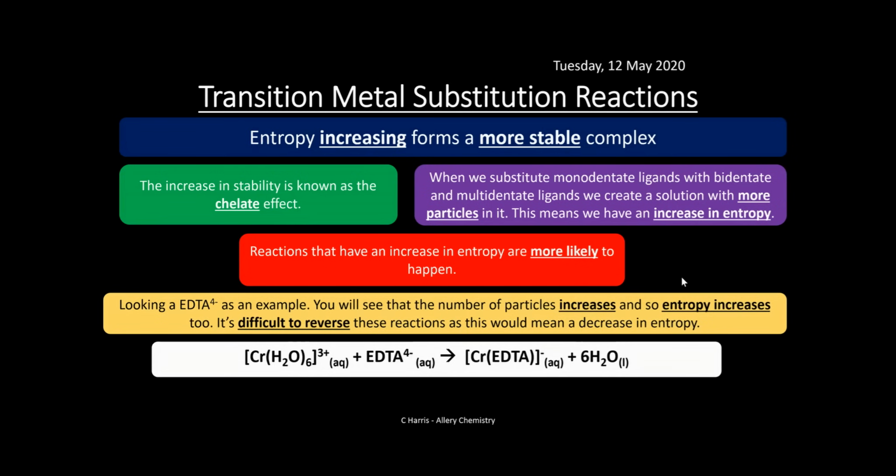So here we are. You can see here we have your hexaaqua complex and EDTA. There's your complex that's formed and 6 waters. So effectively you have 2 particles going to 7. That is entropically favourable. Going backwards from 7 to 2 isn't going to happen really, unless you put in a lot of energy to go against that. So this is why EDTA or EDTA based complexes are actually really stable.